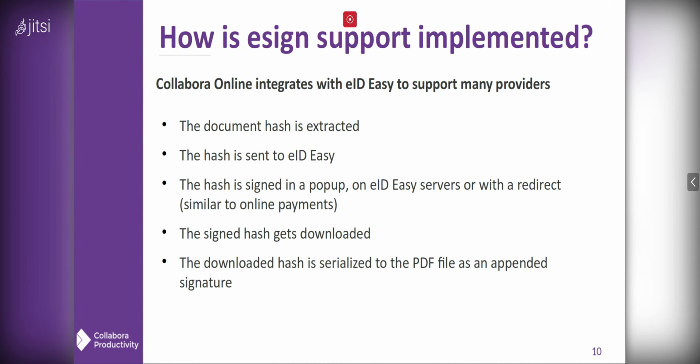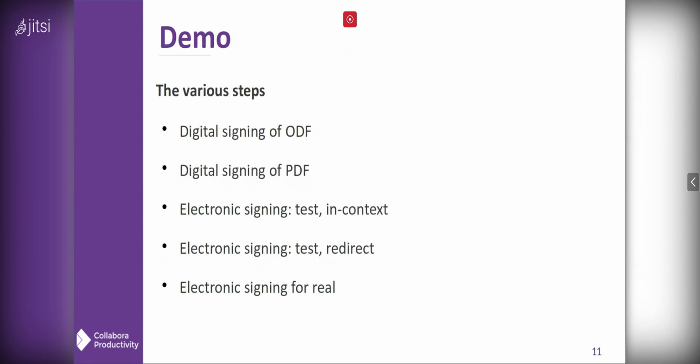So that's basically these 5 steps: extracting the hash, sending it over, make sure it's signed on some remote site, download it back from the remote, and then serialize it back to the PDF. These are the 5 steps. Yeah, that's technically more or less how it's implemented.